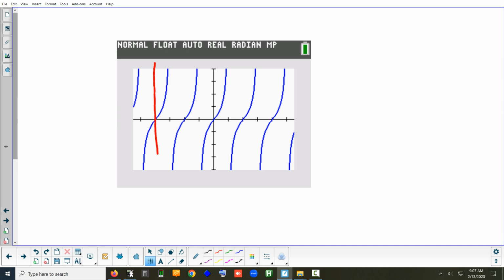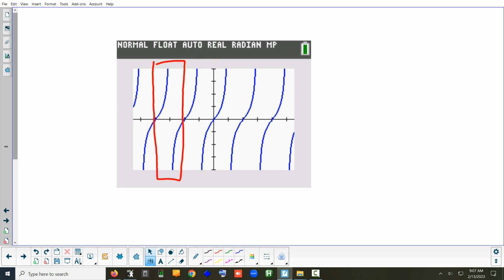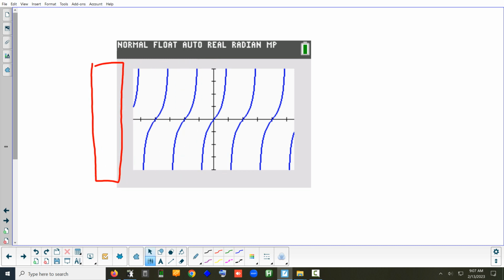Let's draw a box 2 units wide. And we're just going to try what we did the first time. That's negative 90 to 90. Does that section pass the horizontal line test? Yes. But what do we know is happening at negative 90 and 90? I drew them, but I just erased them.